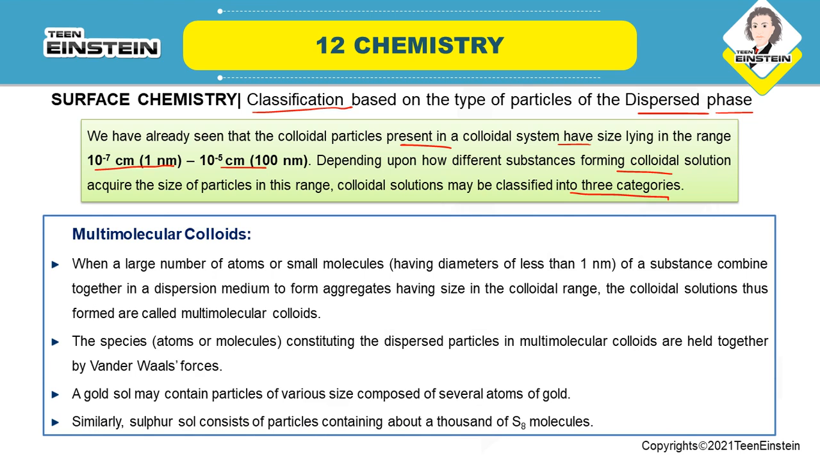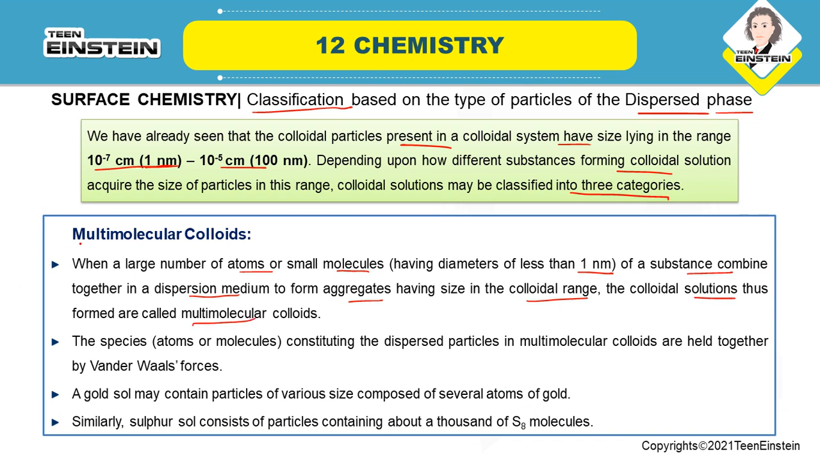The first type is multimolecular colloids. When a large number of atoms or small molecules having diameter less than 1 nanometer combine together, they now have a size range between 1 nanometer and 100 nanometer. If you consider an individual small molecule, it is not in the range of colloidal particles, but after combining it is in the colloidal range. A colloidal solution formed in this way is called multimolecular.